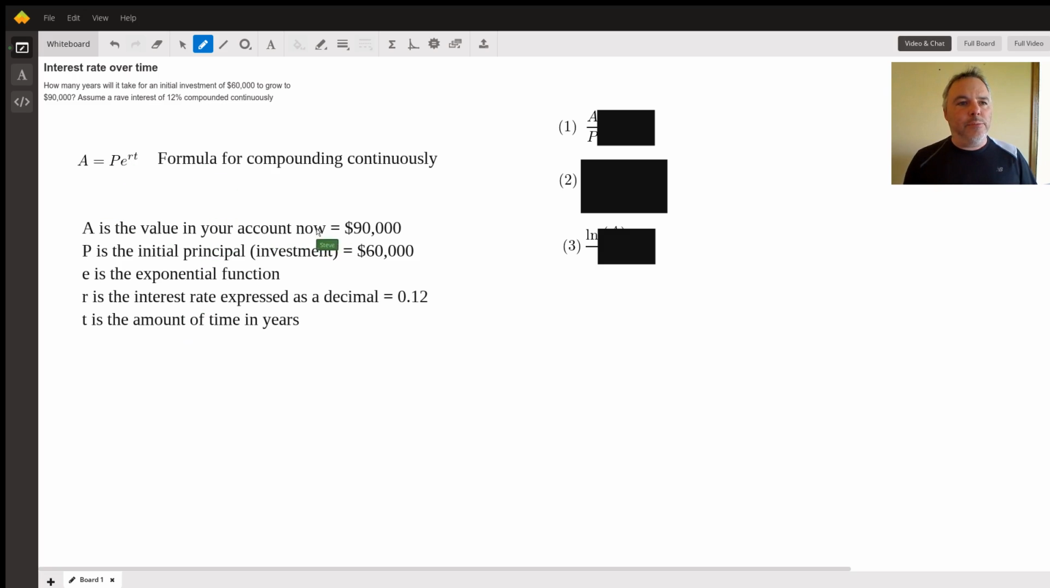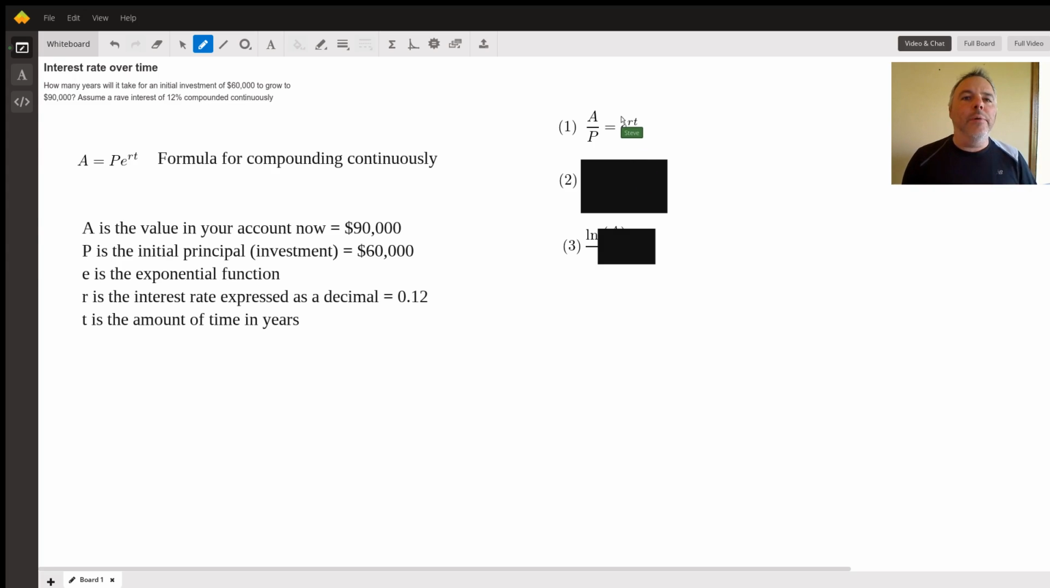Okay, and so that is everything. So if I look at this expression, I know my A, I know my P, E is given, I know my R. The only unknown here is T. So how many years will it take? Okay, so the first step, what I'm going to do is take this formula and I'm going to rewrite it. So I'm going to divide both sides by P. So A over P will be on the left, and if I divide by P on the right, notice the P cancels, and I'm just left with E raised to the RT term.